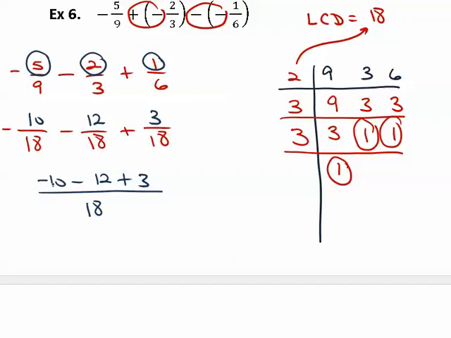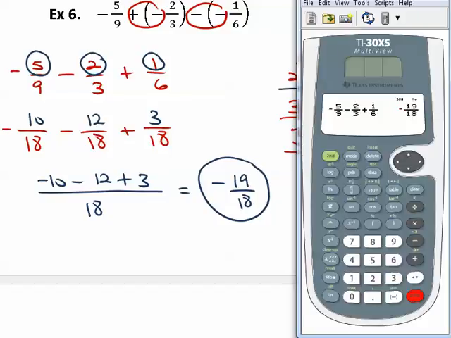So if we go across the top, we have negative 10 minus 12 is negative 22. Then negative 22 plus 3 leaves us with negative 19 over 18. Let's double check this on the calculator. And to save time, I just typed it all in myself, and you see that we got the same answer, negative 19 over 18.